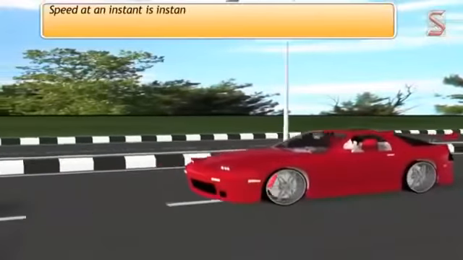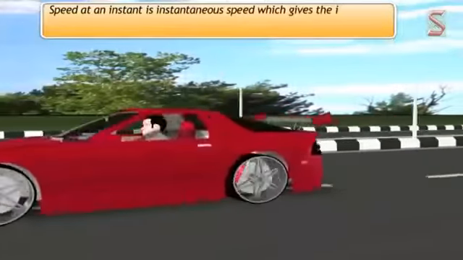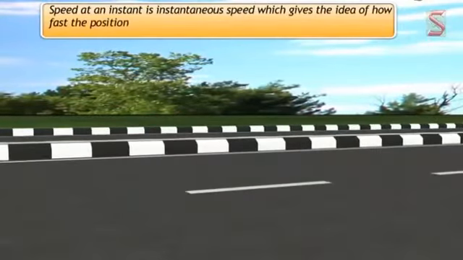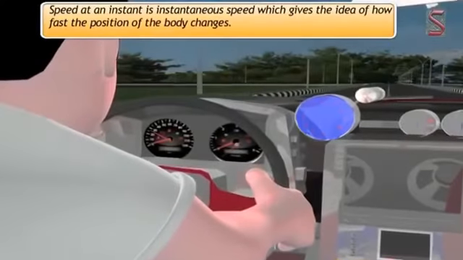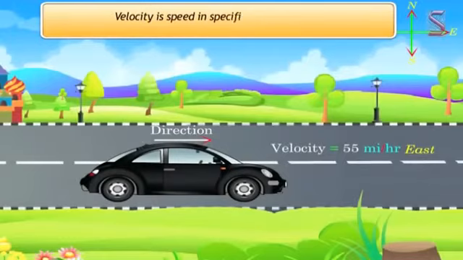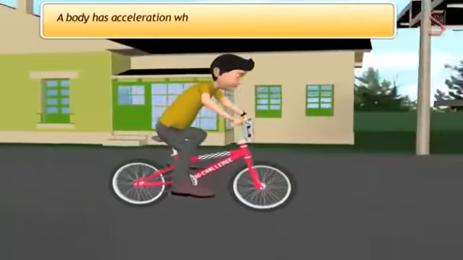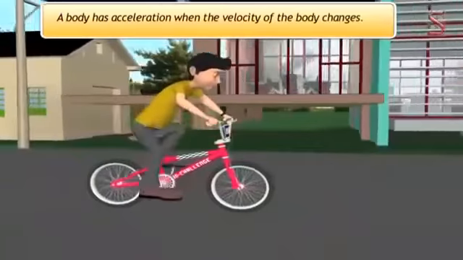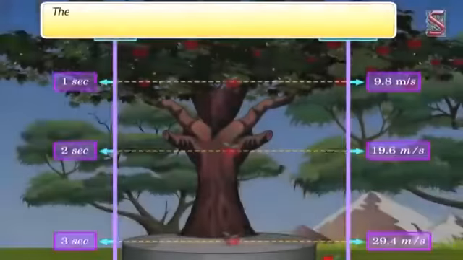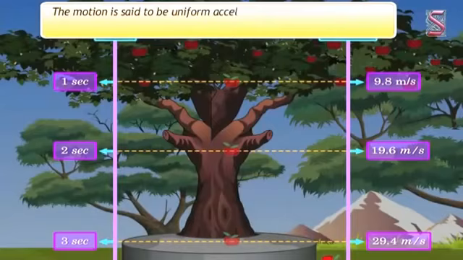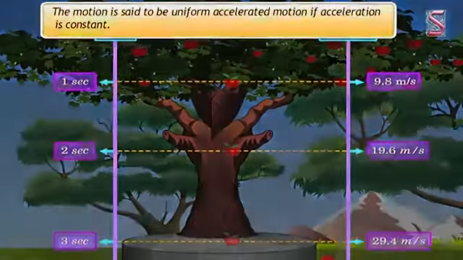Speed at an instant is instantaneous speed, which gives the idea of how fast the position of the body changes. Velocity is speed in specified direction. A body has acceleration when the velocity of the body changes. The motion is said to be uniform accelerated motion if acceleration is constant.